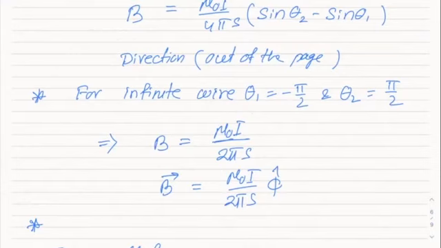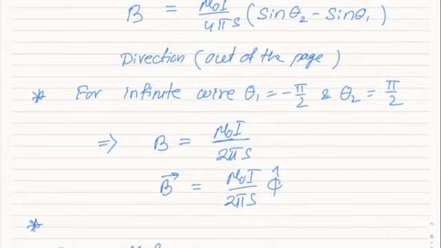These are some interesting consequences. So you know the magnetic field due to a current carrying wire, where the current is I, is mu 0 I by 2 pi s phi cap.